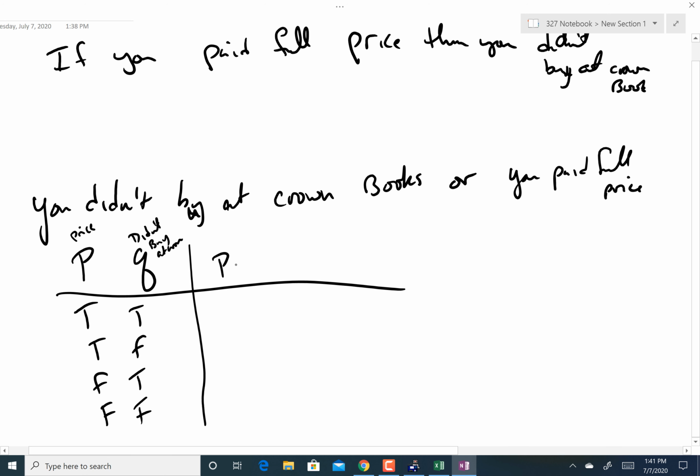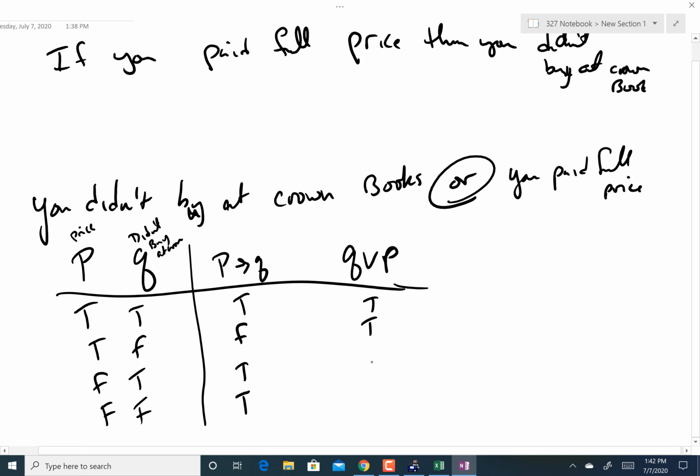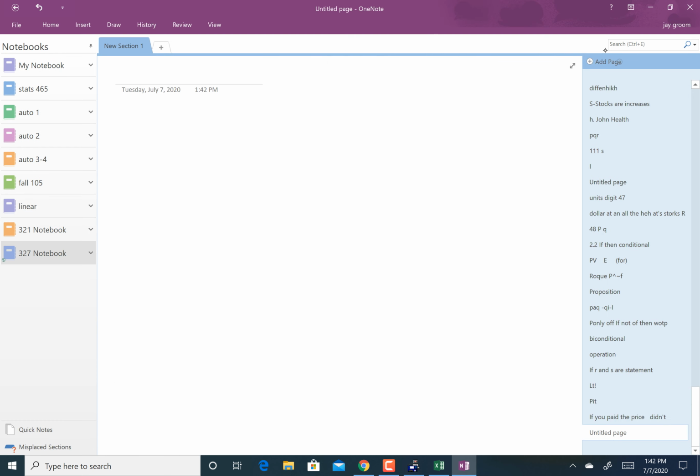Okay, so let's do this. P, then Q. What does that look like to you? Well, that's true. That's false. True, true. The other one has an or right here, so that's P or Q, yes? Actually, it's Q or P. True, true, true, false. So this one and this one are different. What does that say? It says they're not logically equivalent statements. Okay.